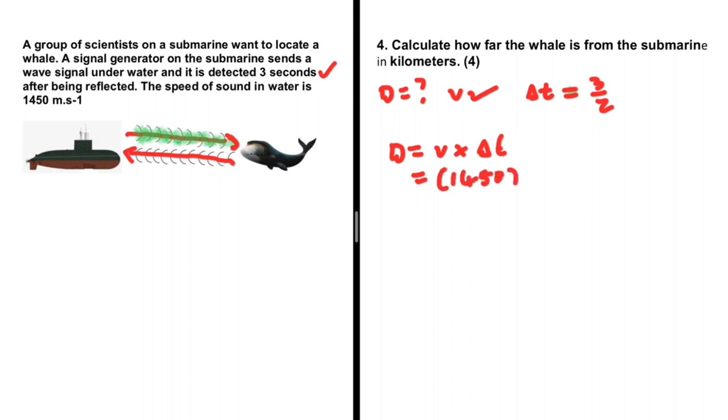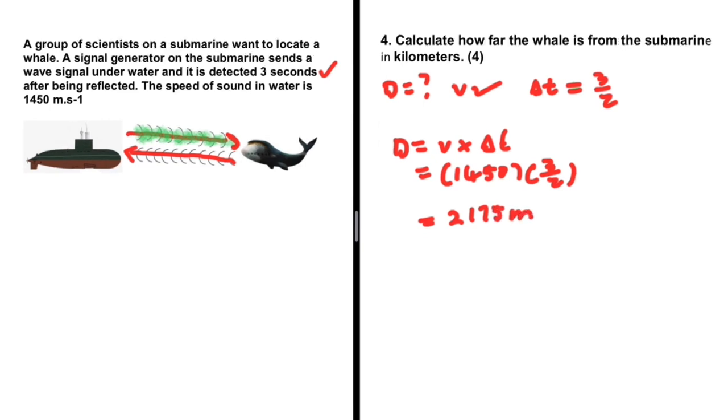1450. That is the speed of sound in water. Water is denser than air, so the speed should be more than that in air. So 1450 multiplied by 3 divided by 2. This is equal to 2175 meters. And there we go.